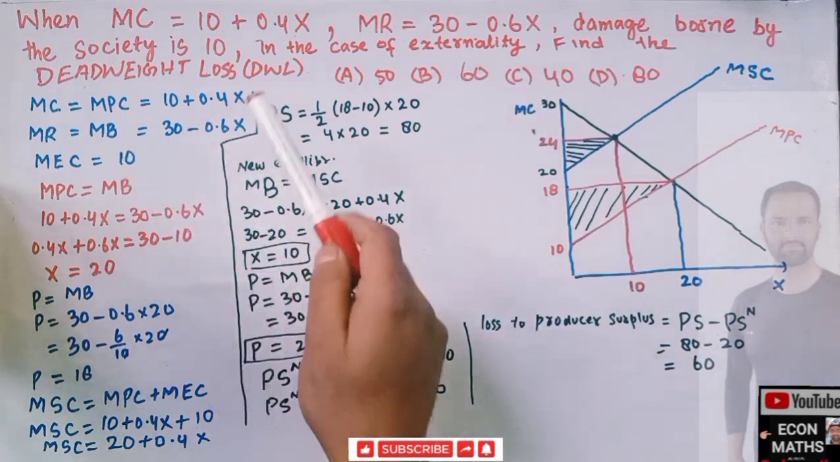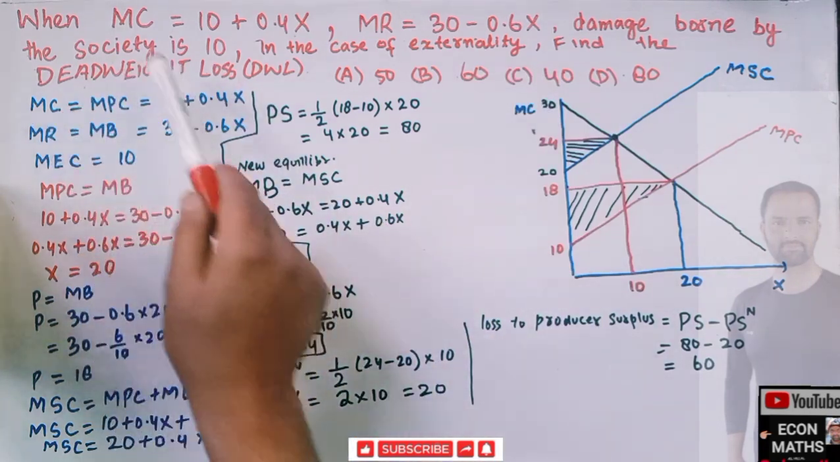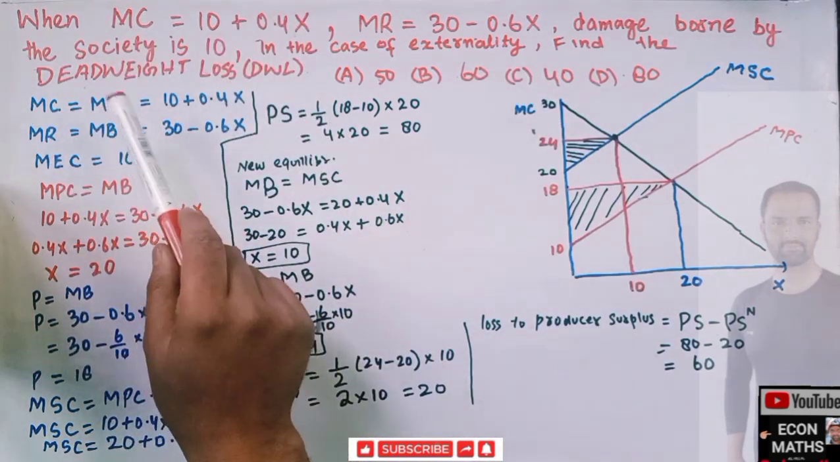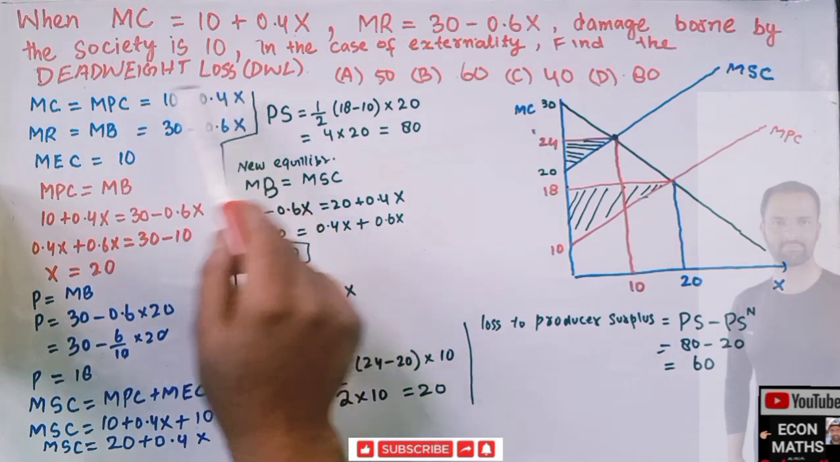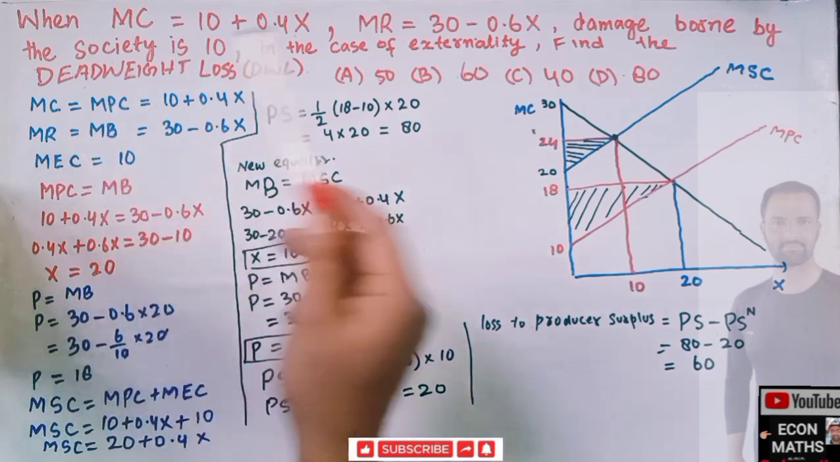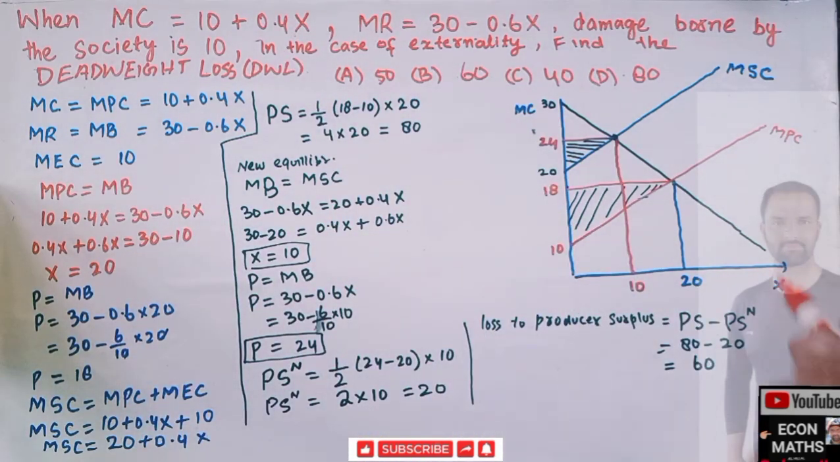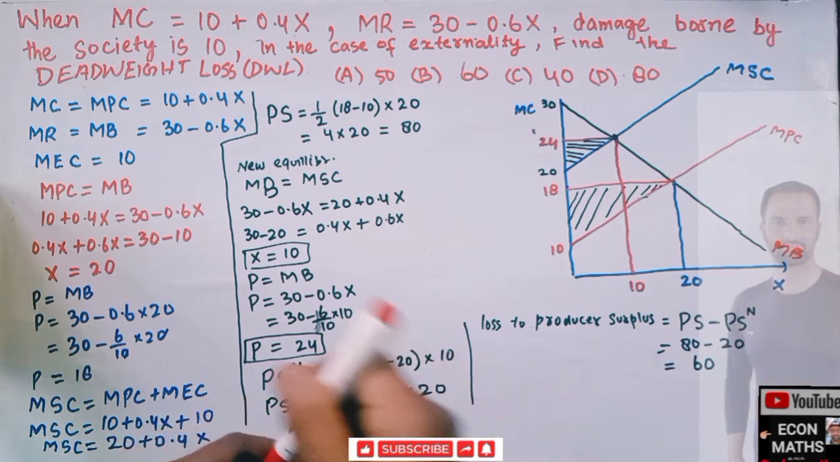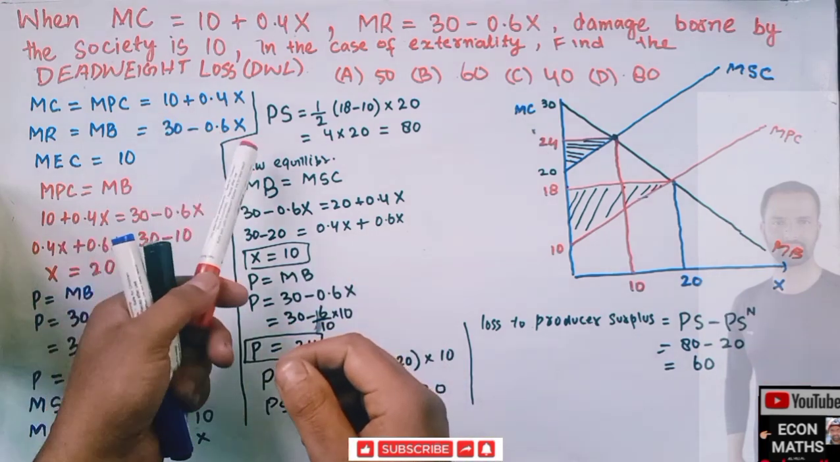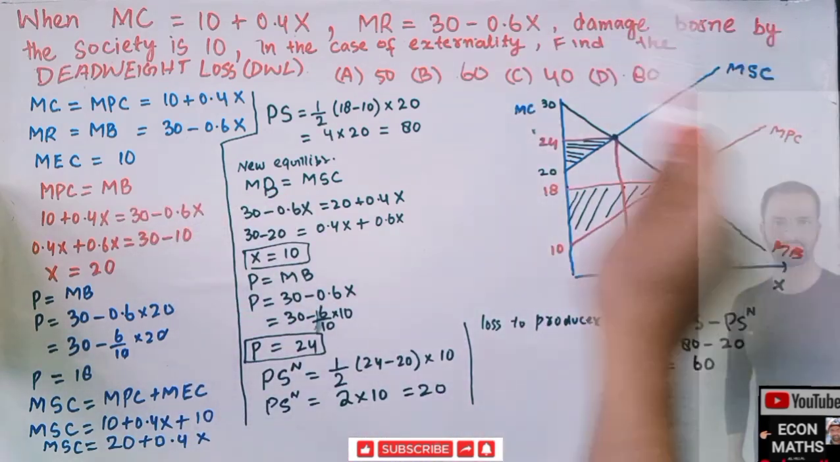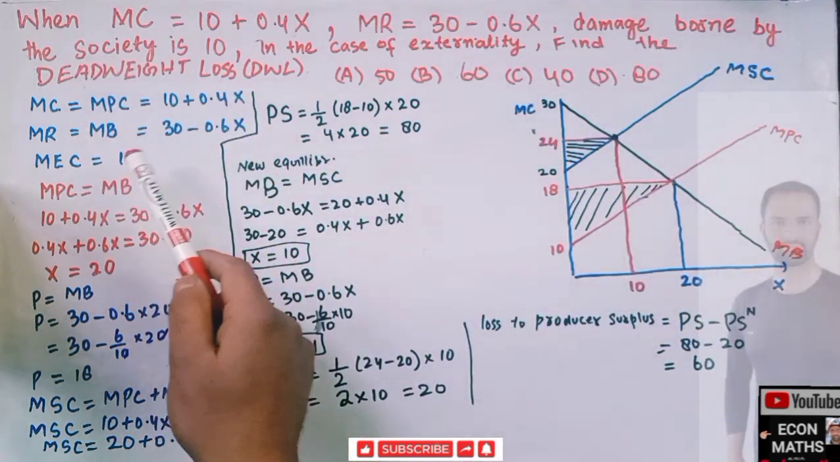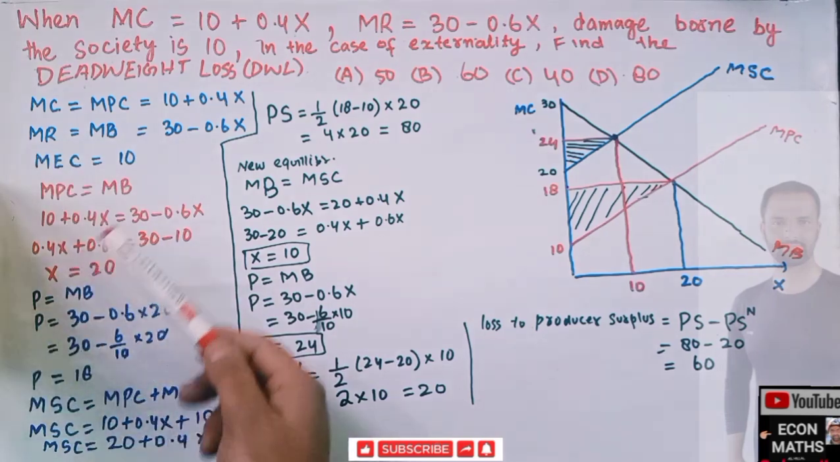Okay, first we were given the marginal cost. Here this marginal cost will denote our marginal private cost, which is given as 10 plus 0.4x. Our marginal revenue will be our marginal benefit curve. Let me write, this is also our marginal benefit curve, and it is given as 30 minus 0.6x, where x is the output produced. Damage borne by the society means that our marginal external cost is equal to 10.